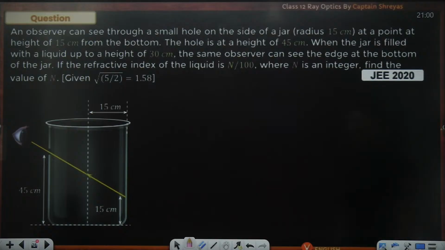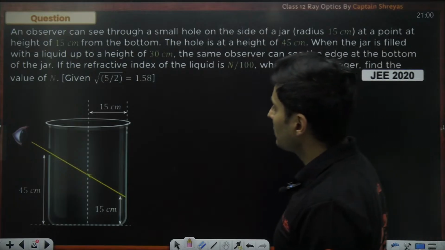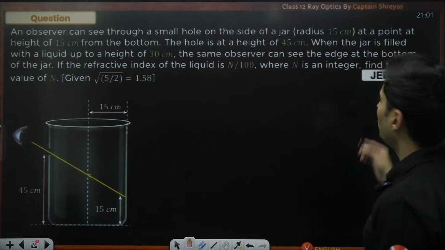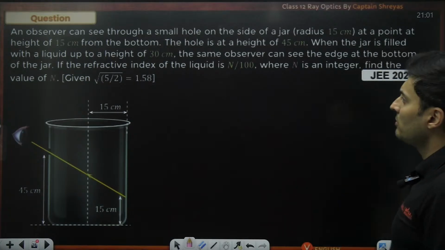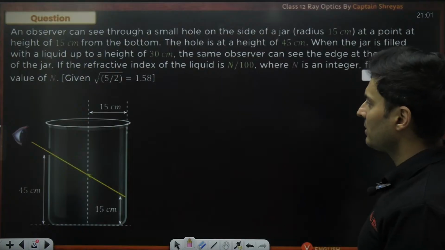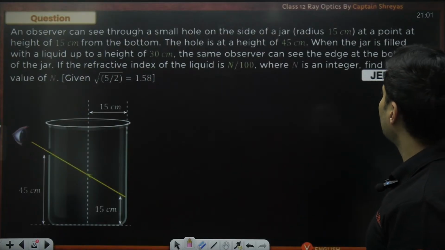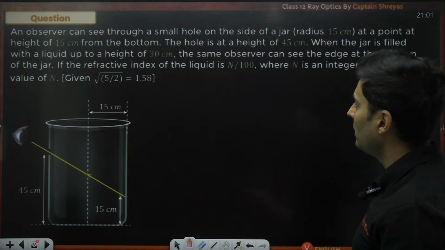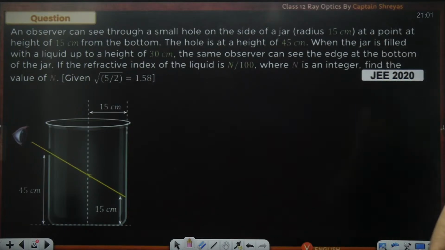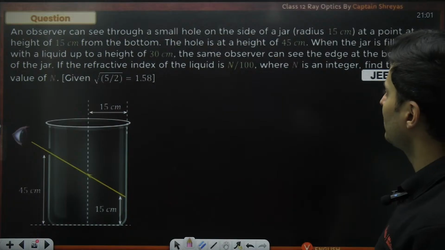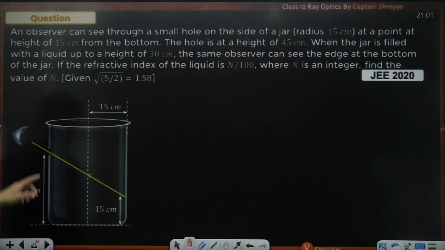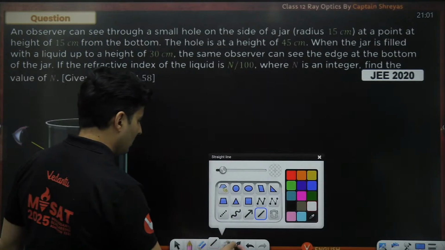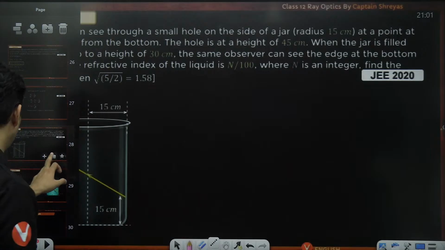So an observer can see through a small hole on the side of a jar. The height is also given: 15 centimeters from the bottom, a hole at a height of 45 centimeters is made. When the jar is filled with some liquid till 30 centimeters, the same observer can see the edge at the bottom of that particular jar. The question is, figure out what is the value of the refractive index. So this is 15, this is 45. If you think of some geometrical construction, that will be better.